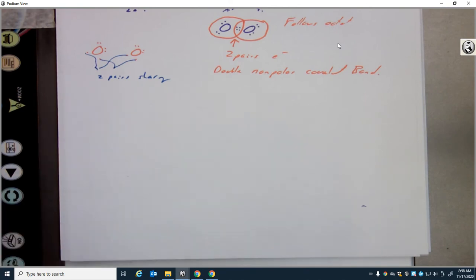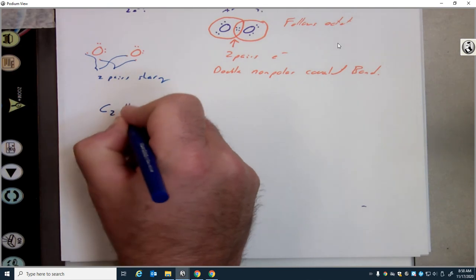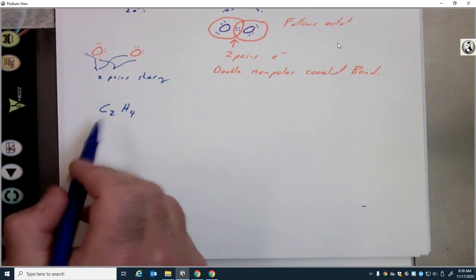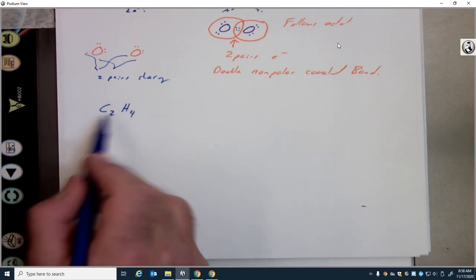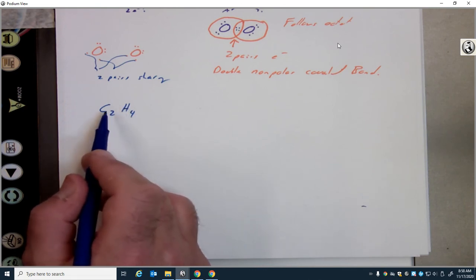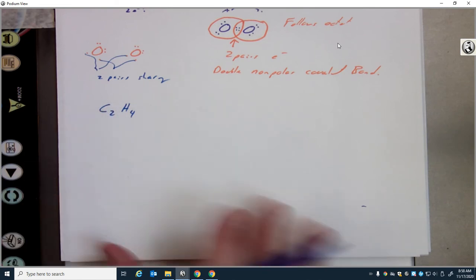All right, let's get into a little bit more complicated one. Let's look at C2H4. Here's a hint. If you have carbon, it will always somehow be in the middle. Okay? Hydrogen will never be in the middle. It only makes one bond. All right, so it'll never be in the middle. Carbon makes up to 4 bonds. Okay, so it'll always be somehow in the middle.